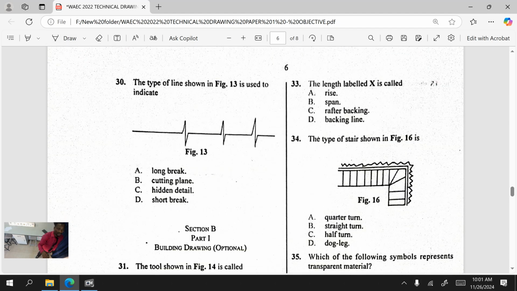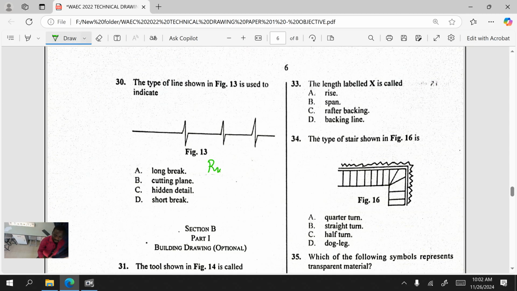30 now. The type of line shown in figure 13 is used to indicate, what type of line is this? This line is called ruled line with short zigzag.